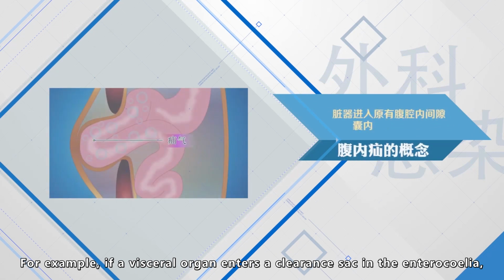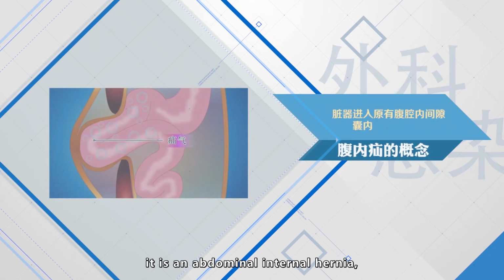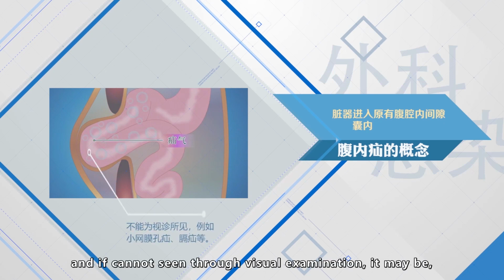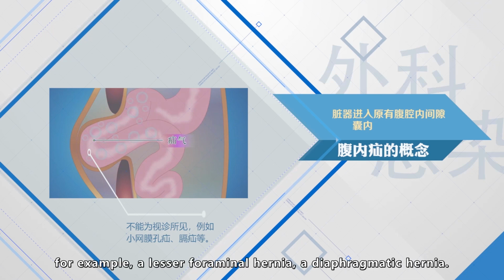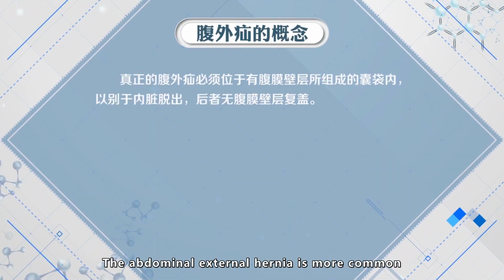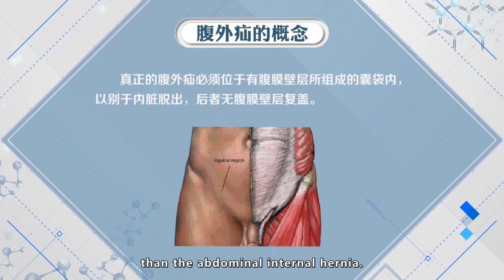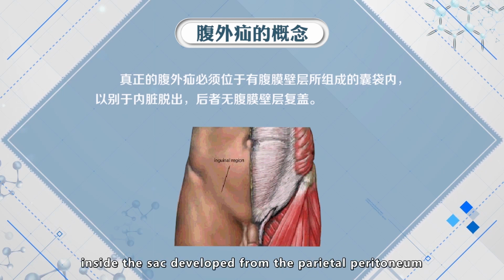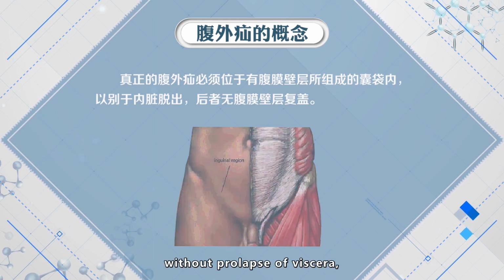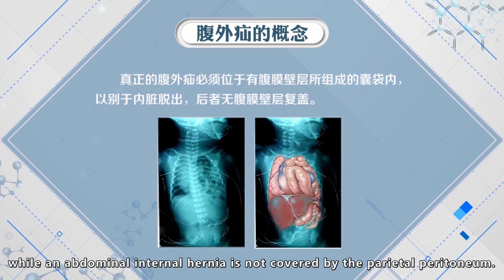For example, if a viscus enters a recess or sac inside the abdominal cavity, it is an abdominal internal hernia. If it cannot be seen on surface examination, it may be, for example, a lesser foraminal hernia or a diaphragmatic hernia. The abdominal external hernia is more common than the abdominal internal hernia. A real abdominal external hernia must be inside a sac developed from the parietal peritoneum, while an abdominal internal hernia is not covered by the parietal peritoneum.